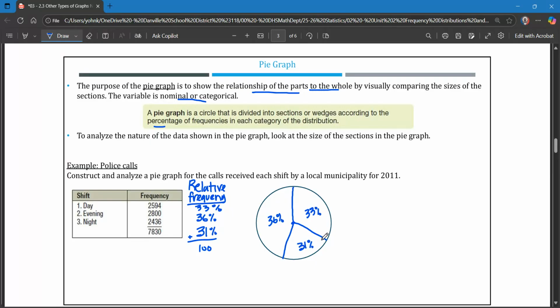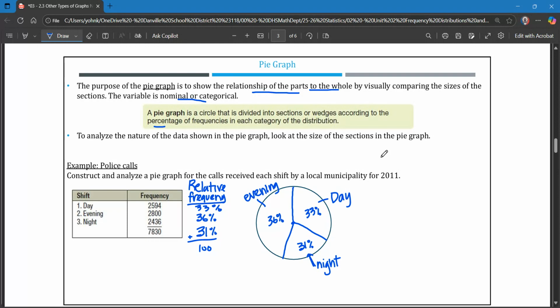So you need to label them in some way, but not only with the number, you need to put it with the description. So day went with the 33, and evening went with the 36, and night went with the 31%.